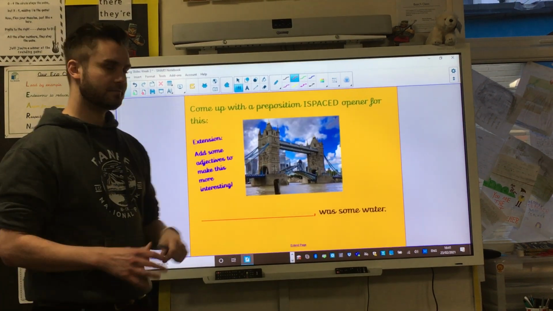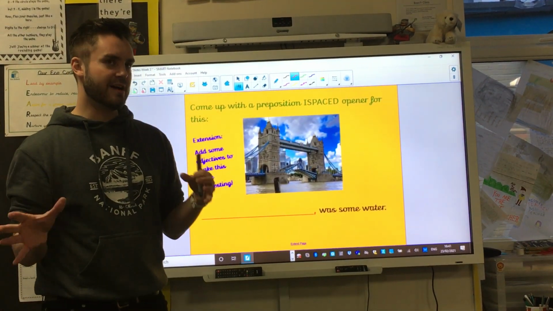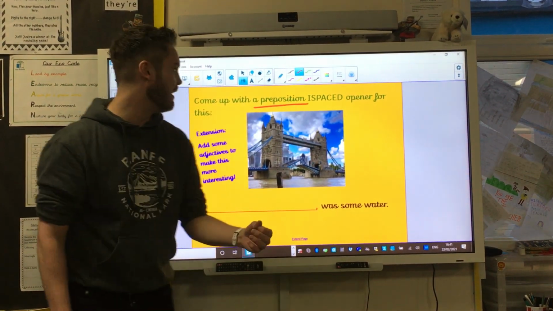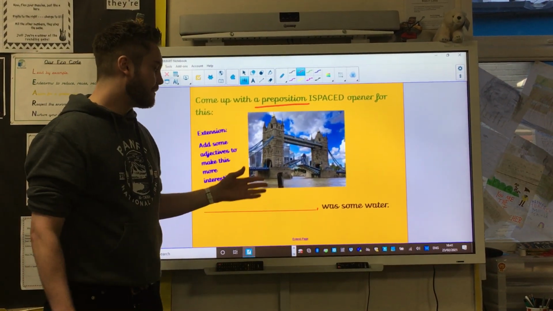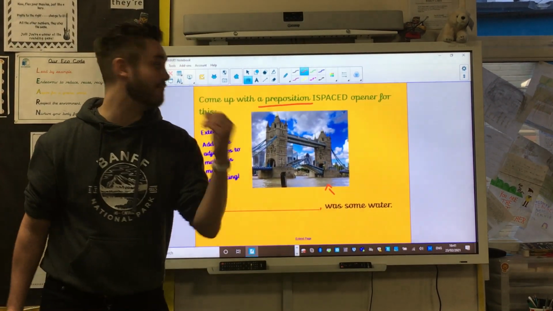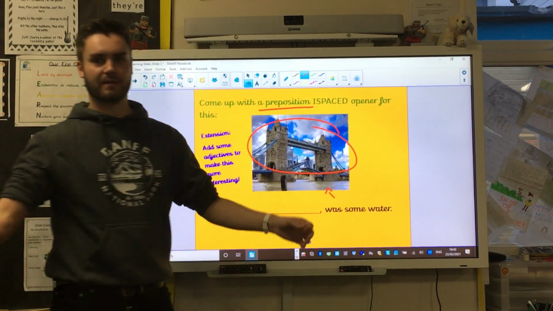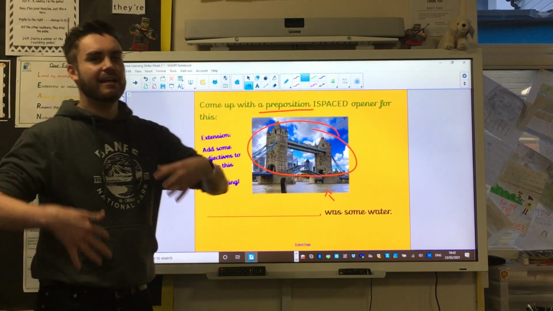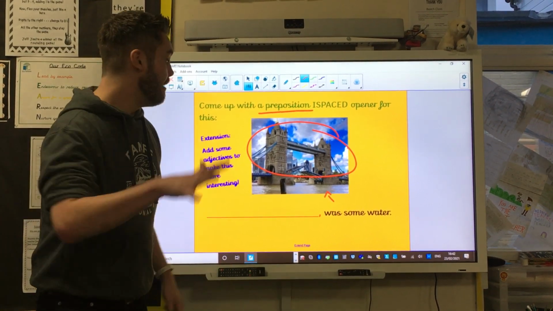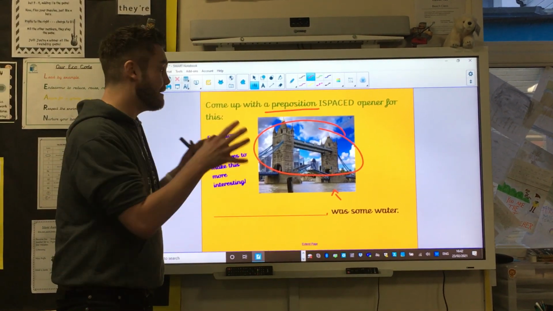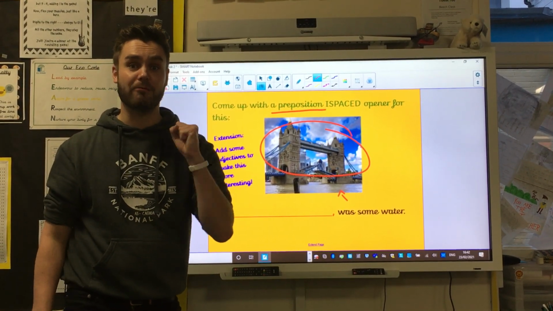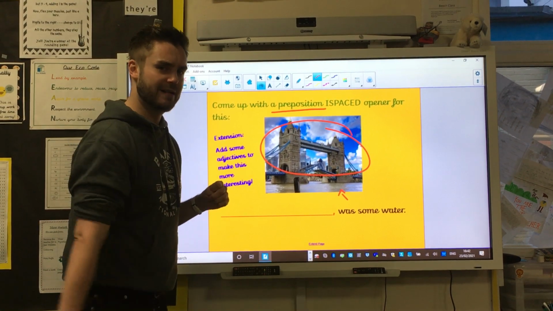Let's do one more. This time, we want an I-space opener, but it's going to be a preposition I-space opener for this. Blank was some water. So think about where this water is, its position in relation to the bridge. That's what you need to be doing. Again, if you want to add some adjectives to make this more interesting, feel free, but the thing that I'm looking for right now is that preposition I-space opener. Remember, that sheet you have is there to help you. Pause the video, we'll come back and talk this one through.